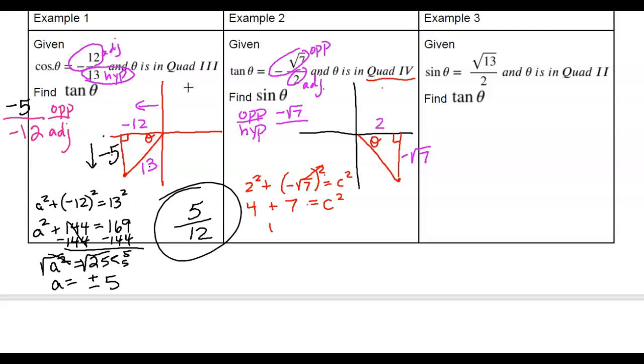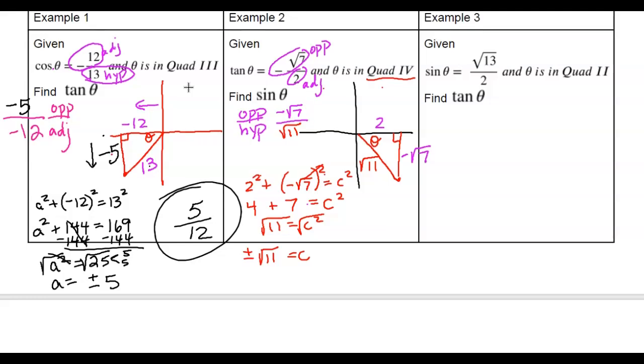Well, I get to add these together. And so I take the square root, so C equals plus or minus root 11. It depends. We want the hypotenuse, so we know it's going to be the positive root. All right, now this is where you have some options. You have to really be flexible. And this is what I mean.